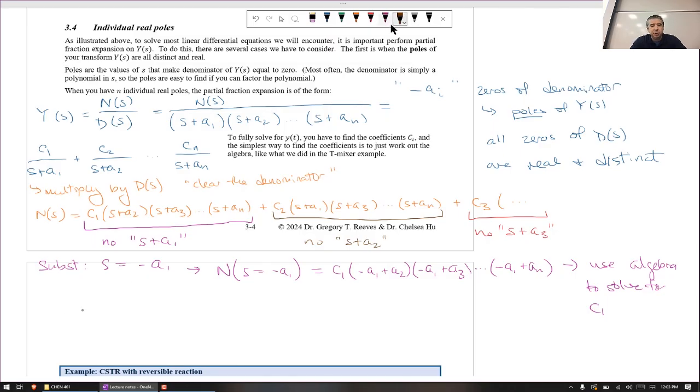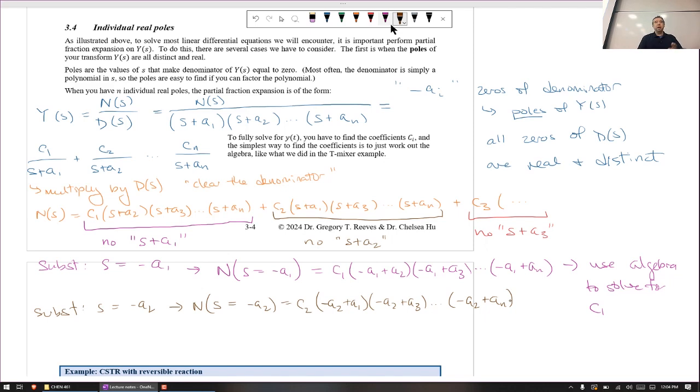So for c2, to find c2, we substitute s equals negative a2. Same thing. And so now we have, on the left-hand side, n evaluated at s equals negative a2, and that's equal to c2 on the right-hand side times the quantity negative a2 plus a1 times the quantity negative a2 plus a3 dot dot dot all the way up to times the quantity negative a2 plus a sub n. And that term is the only term left, because that's the only term that lacked s plus a2. And so on and so forth.